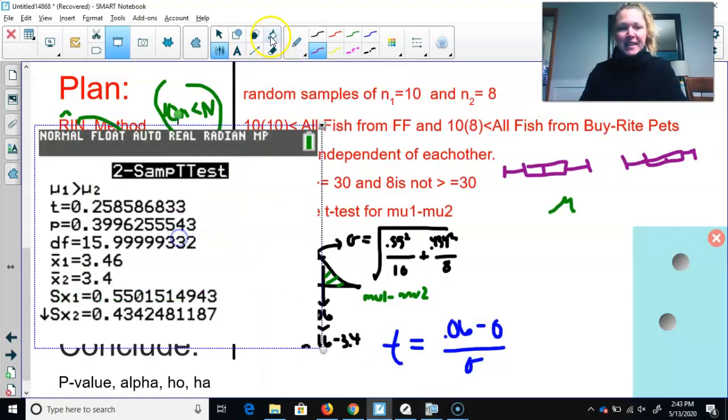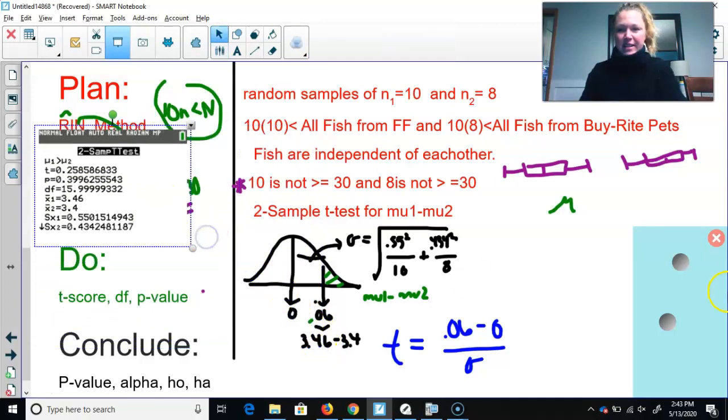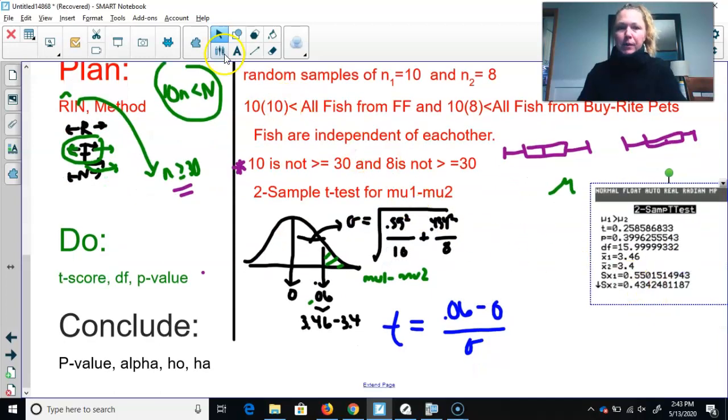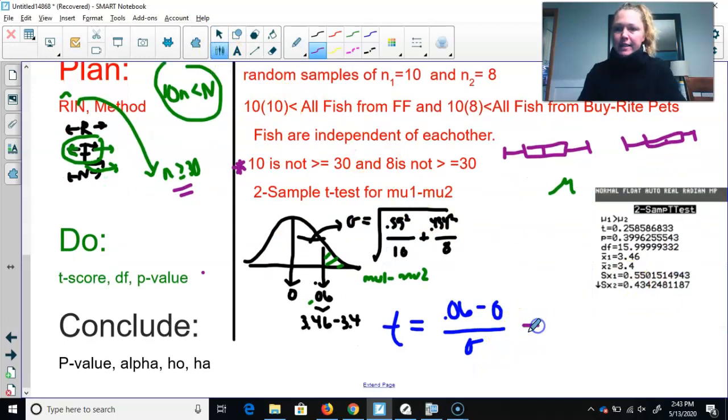I'm going to use my fanciness so we can look at that screen over here. Okay, so what do I need to put on that AP test? Then I need to say that that t-score is equal to 0.2586. I have recently found that some people don't know how to round. We're rounding to the 4th decimal place.